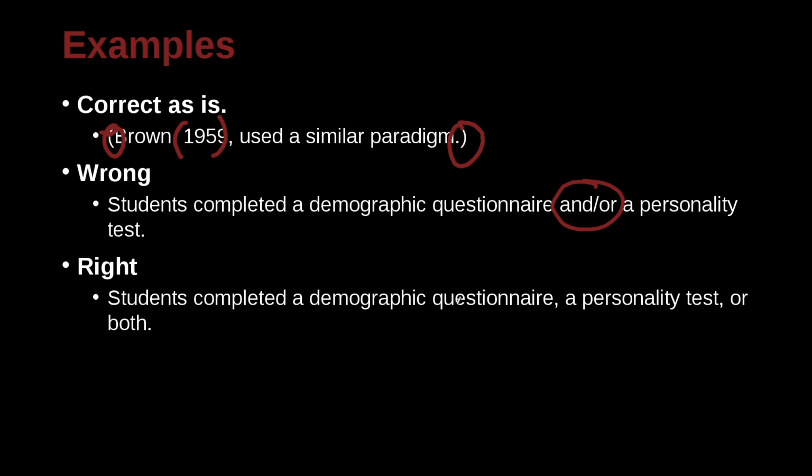Students completed a demographic questionnaire, comma, a personality test, or both. And this meaning's a little bit different. So here the students completed a demographic questionnaire. That is one thing they did. They also did a personality test, or they did both. So it's a different meaning. Be careful with this and/or slash.